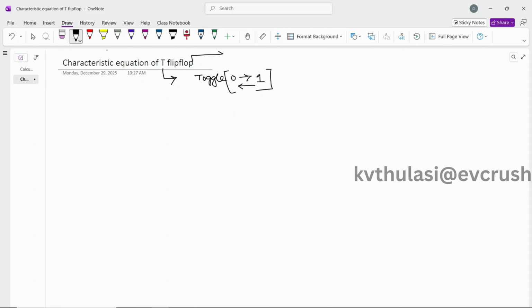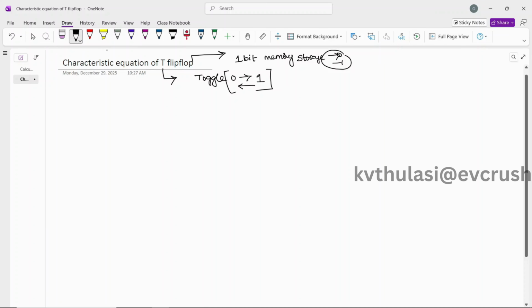So already we have discussed what is meant by a flip-flop. A flip-flop is nothing but a 1-bit memory storage device. It can store 1 bit of memory storage. So what is that 1 bit? Either it can store 0 or it can store 1.